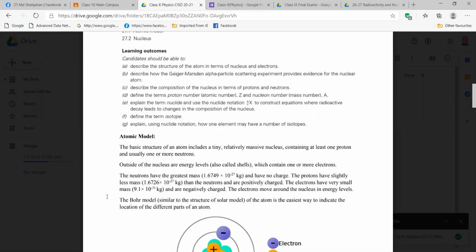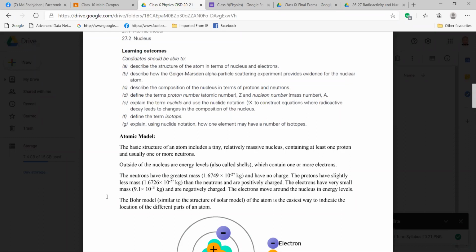Then we have one experiment discussion here that is called alpha particle scattering experiment. Geiger and Marsden, 2 scientists, they together did this experiment to understand the structure of atom and the property of nucleus using the gold foil. And we have already discussed that.